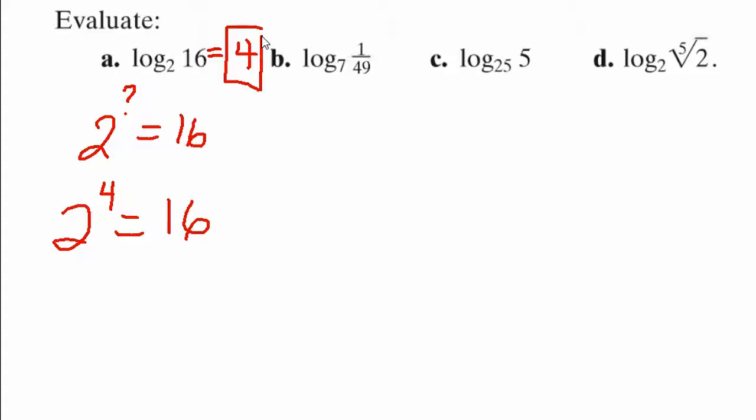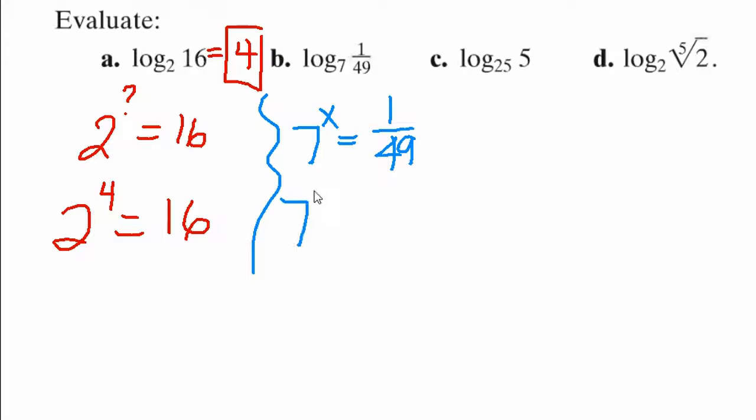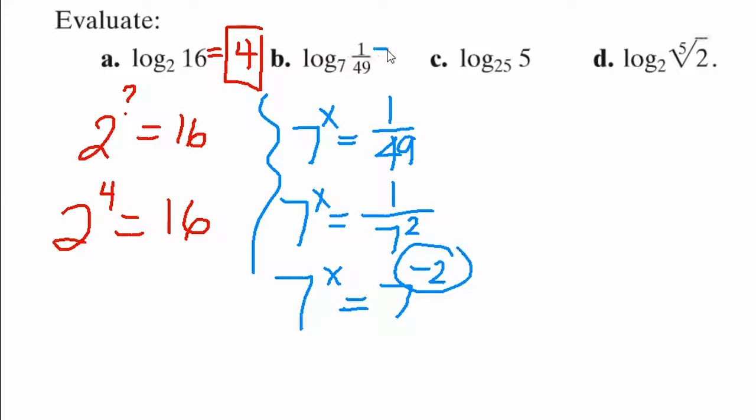If I have log base 7 of 1 over 49, I'm going to do the same idea. I'm going to say 7 to what value is 1 over 49? Well, I know that 49 is 7 squared. But it's in the denominator, and when it's in the denominator, I can bring it up as a negative exponent. So 7 to what power is 1 over 49? To the negative 2. So the answer to this logarithm is negative 2.